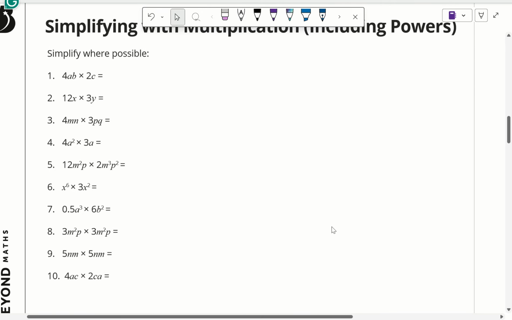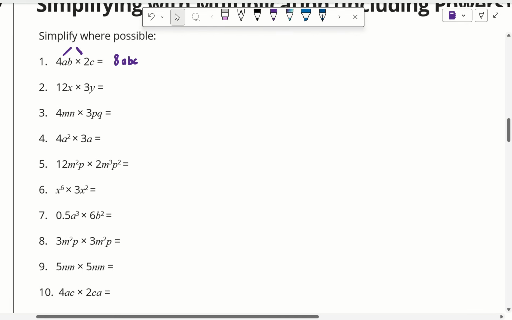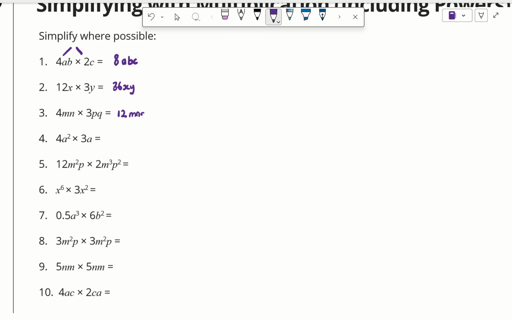Let's simplify with multiplication, including powers. Always multiply the numbers first. 4 times 2 is 8. And there's an A, B, and a C left over. So that's A, B, and C. 12 threes are 36. And we're left with XY. 4mn times 3pq. Well, 4 threes are 12. And we've got M, N, P, and Q. 4 threes are 12.